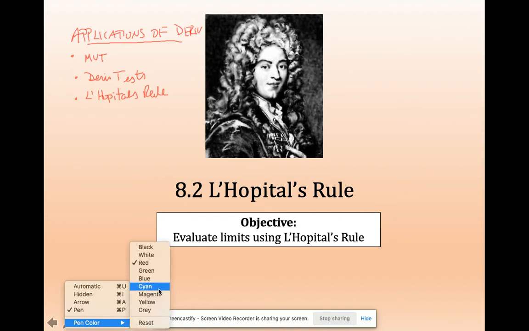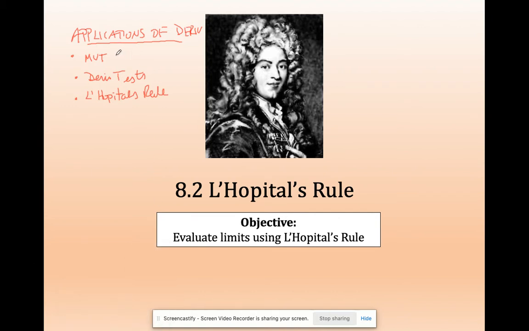So the mean value theorem, the big idea behind the mean value theorem was that the slope of the secant is equal to the slope of the tangent as long as you have a function that is continuous on the closed and differentiable on the open. The big idea, I should have put that across here. This is, by the way, Guillaume L'Hôpital.